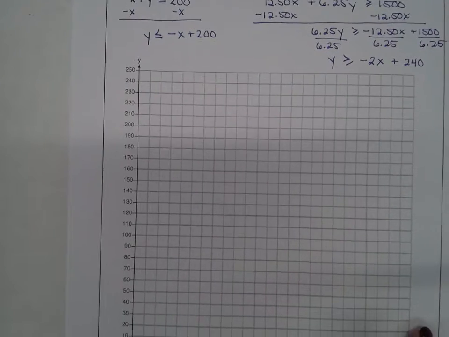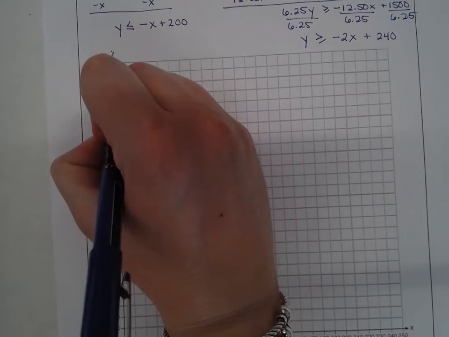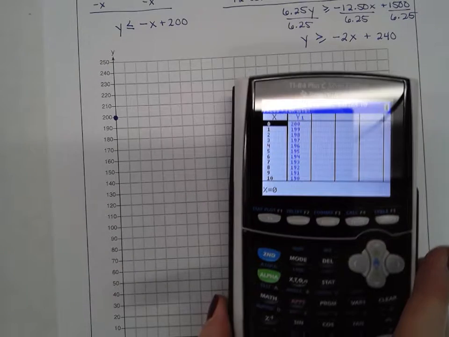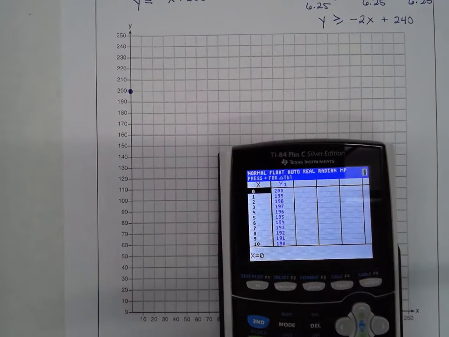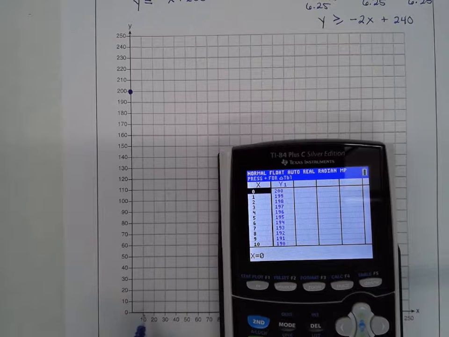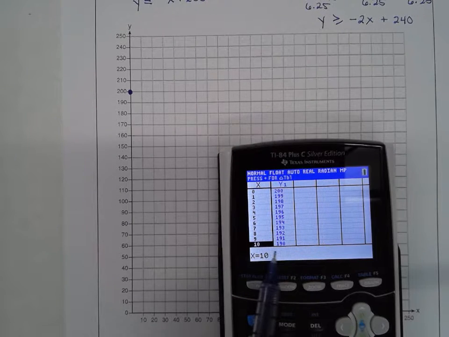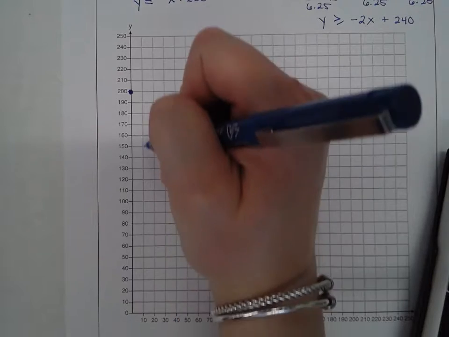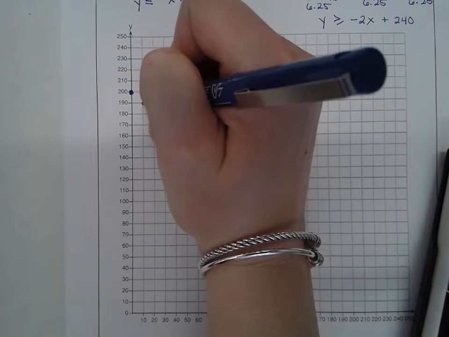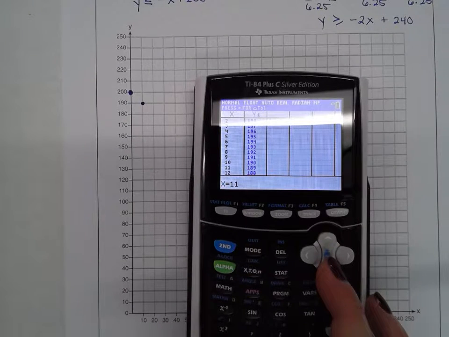Luckily, they've labeled my graph for me, so when I'm plotting my points, when x is 0, y is 200. There's my first point. If you look at your x-axis here, the glare, my x-axis is going up by tens, so I'm going to scroll down. When x is 10, y is 190. So 10, and then I want to go up to 190, and I'm right there. Now I'm going to scroll down to 20.